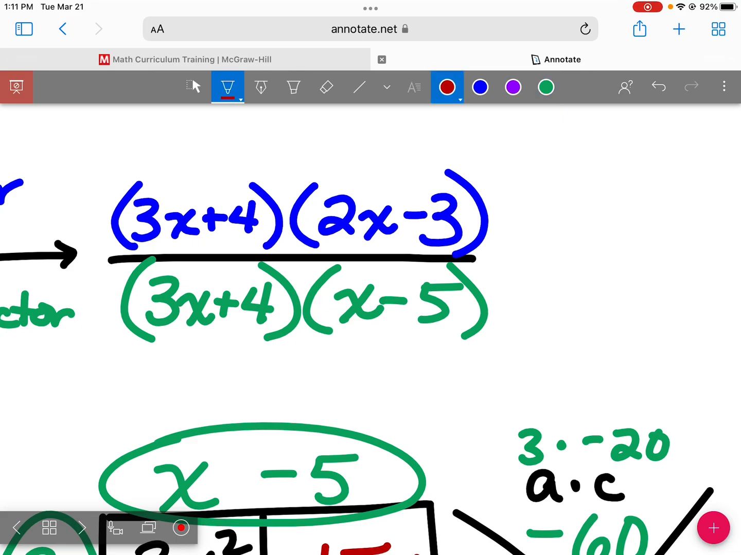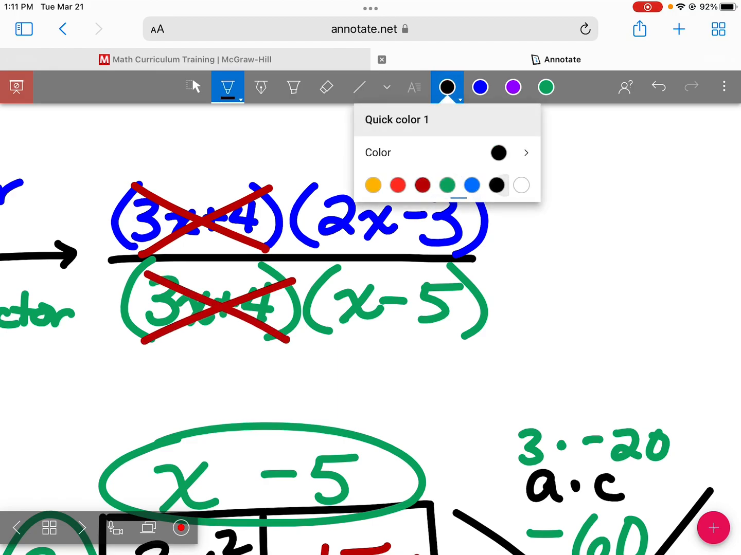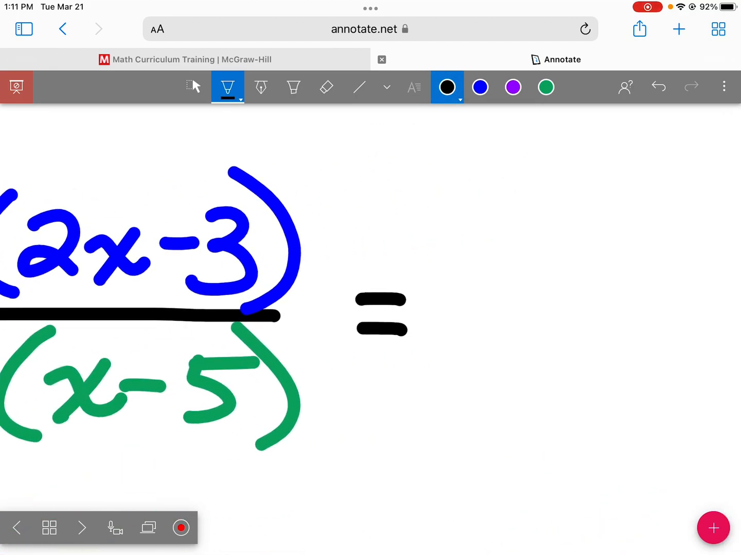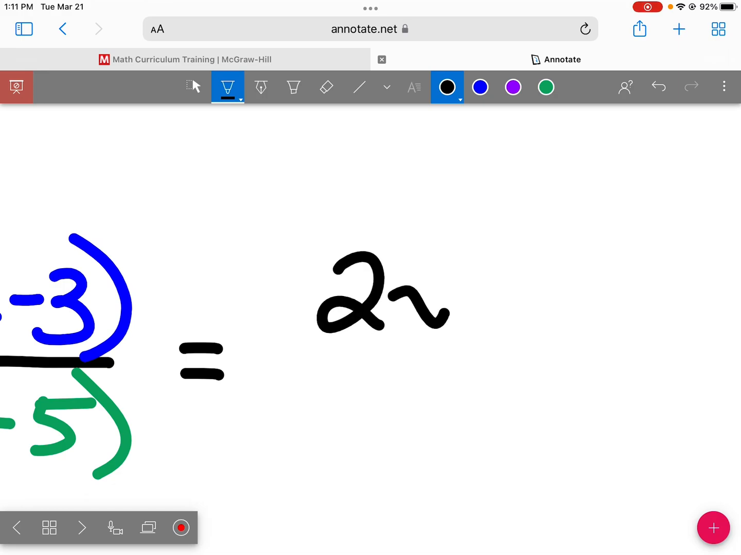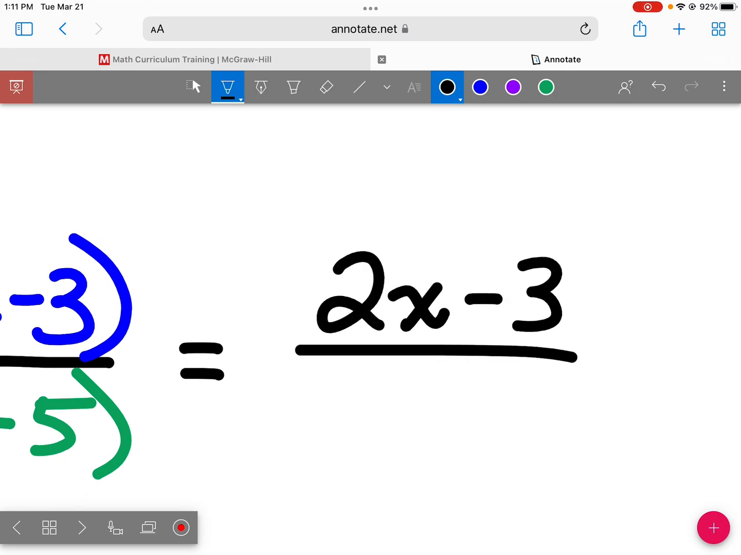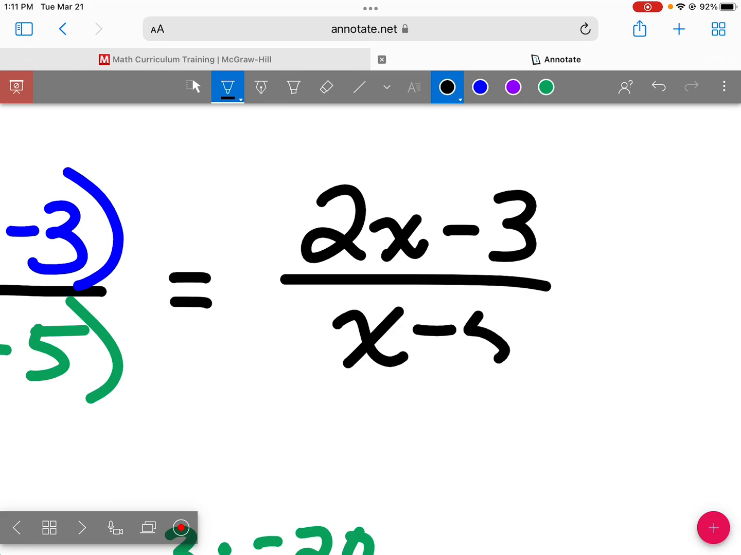Will this reduce? Yes. What can I cross out, top and bottom? 3x plus 4, top and bottom. So my final fully reduced, fully simplified answer would be 2x minus 3 over x minus 5.